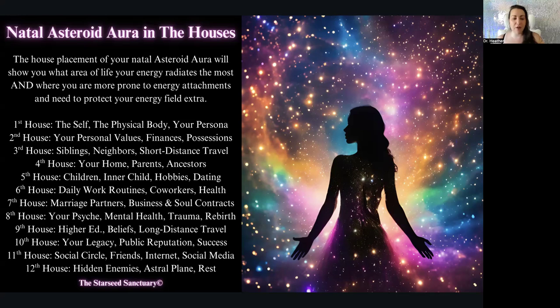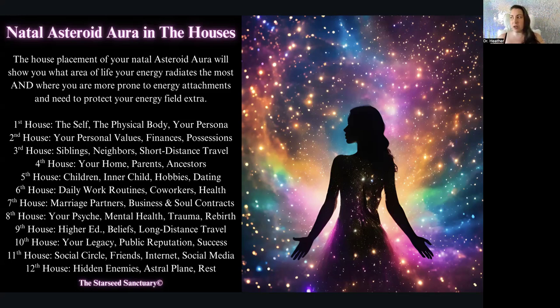Now, with sixth house natal asteroid aura, this is all about your daily work routines, your daily health routines, coworkers, and just health in general. So it's really good to have a daily energy clearing and shielding routine where you're connecting with your energy field, clearing it, filling it up with beautiful radiant frequencies, removing any attachments, and making sure it's sealed up, that you don't have any leaks or holes in that energy field, and to be really mindful of how you're interacting with coworkers and your day-to-day routines as well for health.